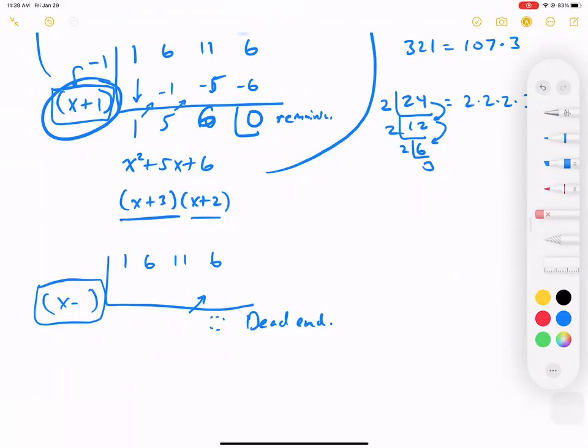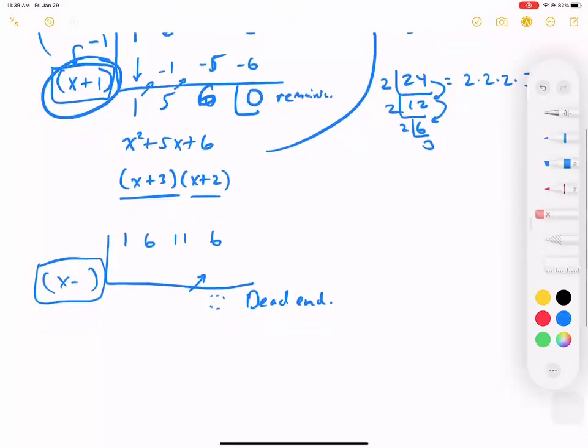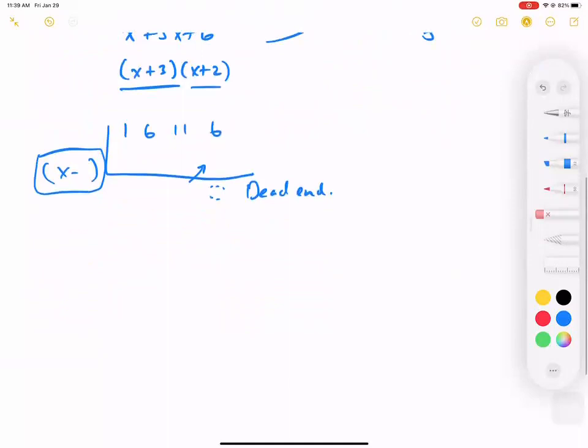Now, I'm going to give you guys another problem, and this other problem, we're going to have to search for it, okay? We're going to have to search for it. Okay, so let's do another problem, and we'll see how synthetic division is going to work out for us here. x cubed plus 3x squared minus 4x minus 12. Okay.